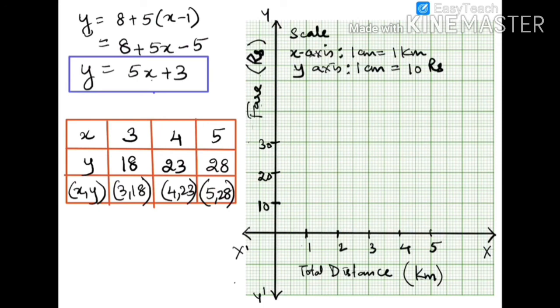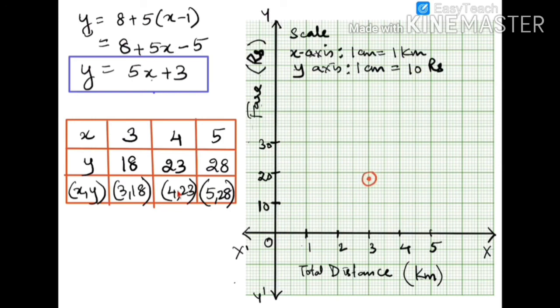So let's plot the points now. The first point is 3, 18. So from the origin, you will move 3 units along the x-axis, and from there you will move along the y-axis and reach till 18. So 18 is this point. That will be 2 small divisions less than 20.